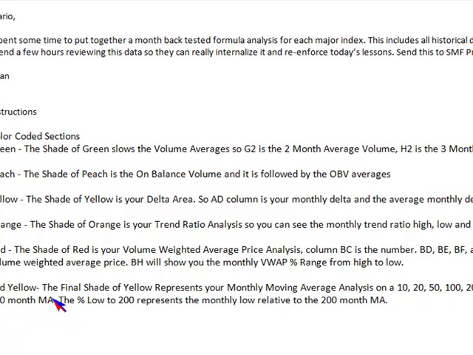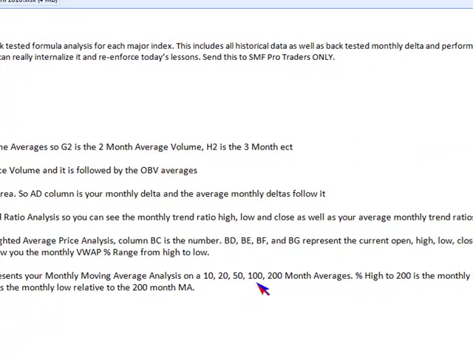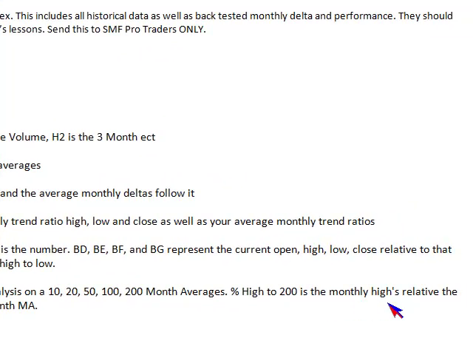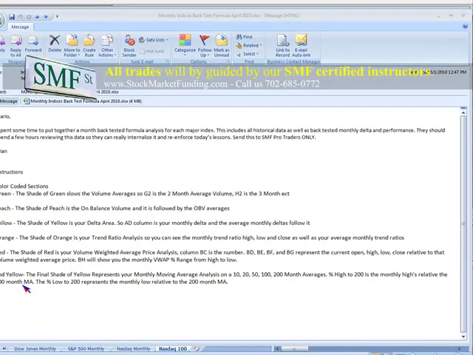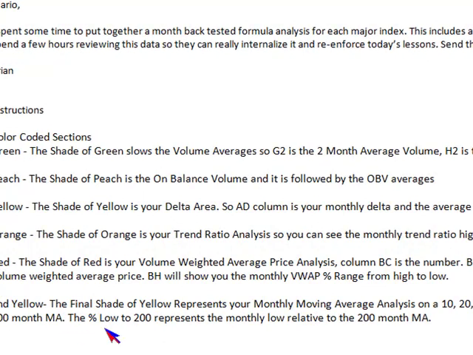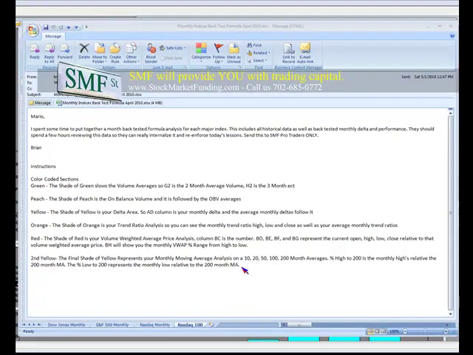The second yellow is the final shade of yellow that represents your monthly moving average analysis on the 10, 20, 50, 100, 200 month moving averages. Percent high to the 200 is the monthly highs relative to the 200 month moving average. The percent low to 200 represents the monthly low relative to the 200 month moving average.